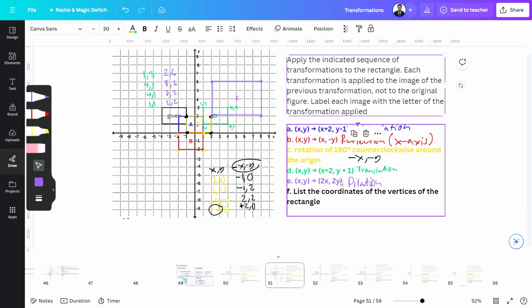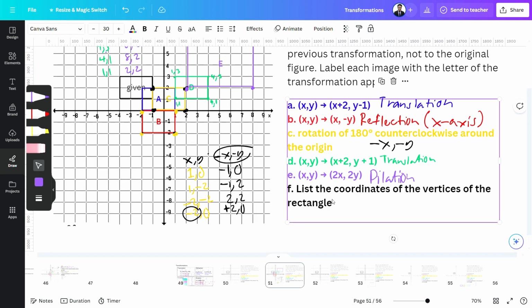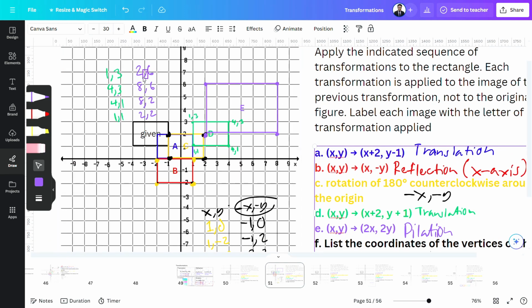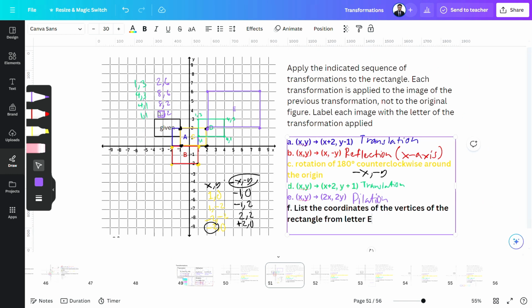And then for letter F, it says list down the coordinates of the vertices of the rectangle. So actually this one here is from letter E. So what's our coordinates here? Actually the answer is already here. We have 2 comma 6, we have 8 comma 6, 8 comma 2, and 2 comma 2. So that's the answer for letter F. Okay, so I hope this one is clear. This is our first example.